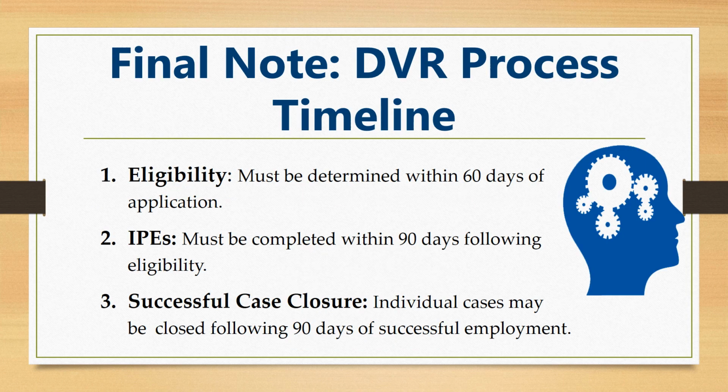As a final note, here are the 3 federally mandated timelines for the VR process. 1. Eligibility must be determined within 60 days after the application is received. 2. IPEs must be completed within 90 days following eligibility determination. 3. An individual's case can be closed following 90 days of successful employment.